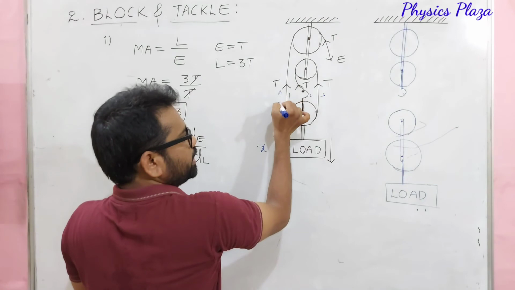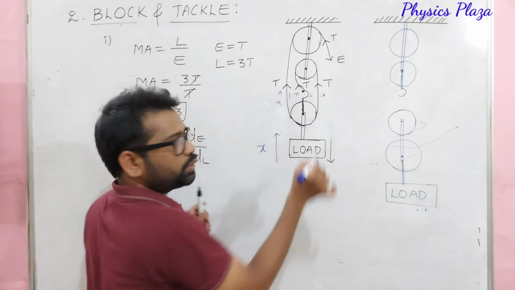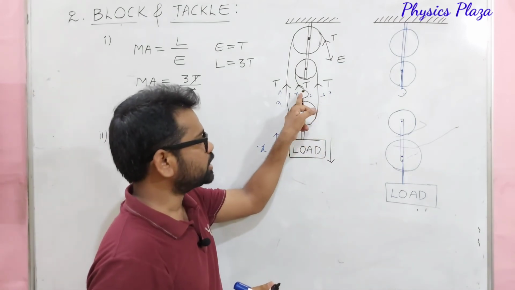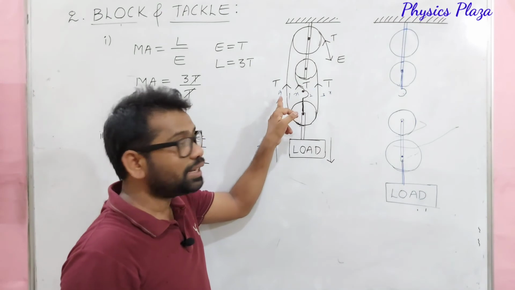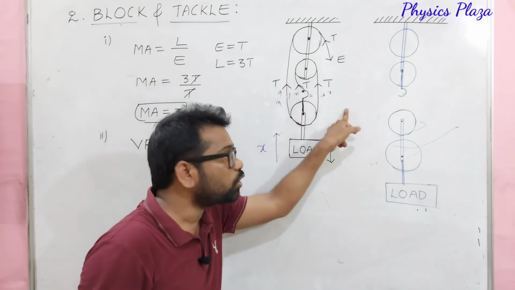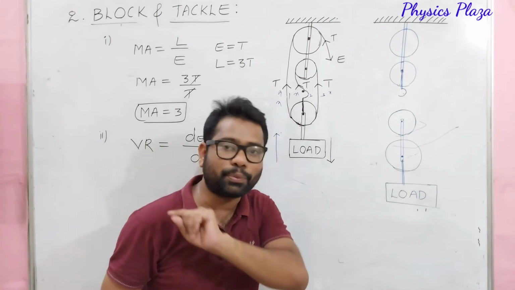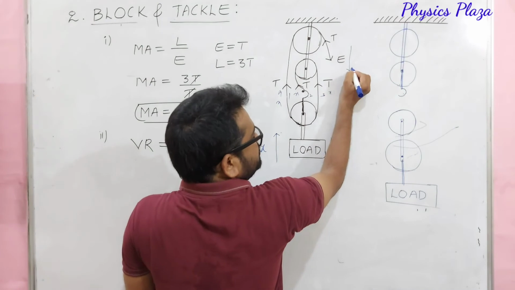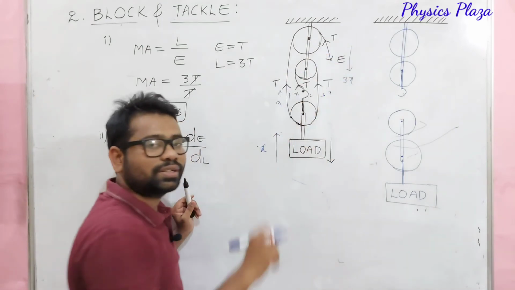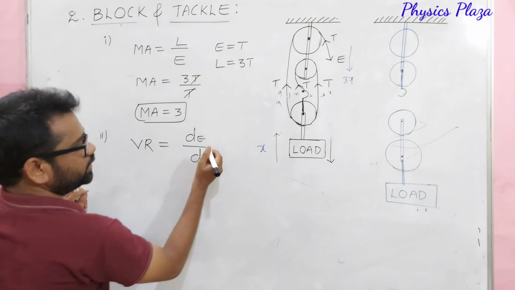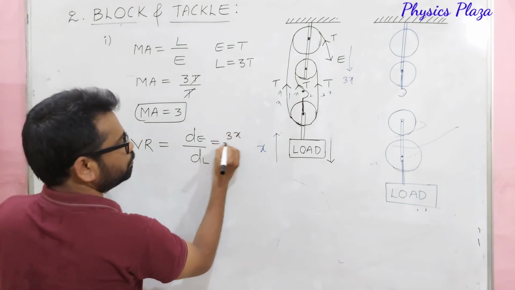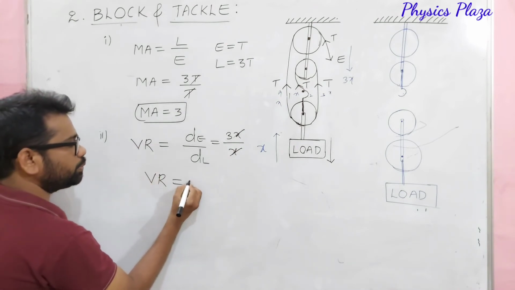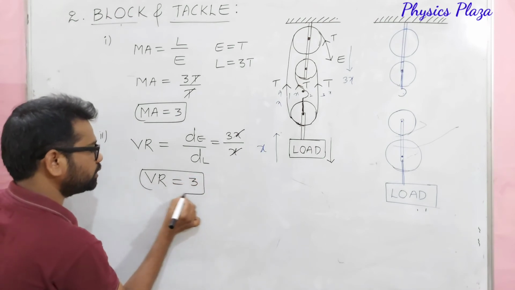This first segment is raised by x only. The second segment is also raised by x only. The third is raised by x only. In total, what will happen? x plus x plus x, so 3x. The effort is displaced downward by 3 times. It's very important. So here, if the load is displaced by x, then the effort is displaced by 3x, that too downwards. Now look here: that is 3x by x. x cancels. So the velocity ratio will be 3. Velocity ratio is equal to 3.